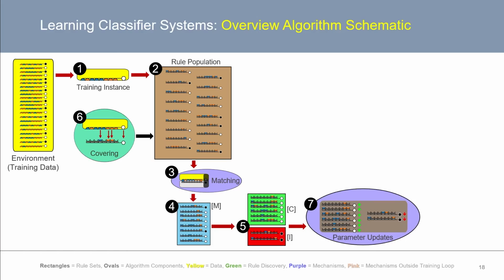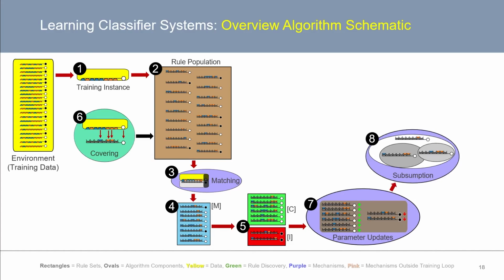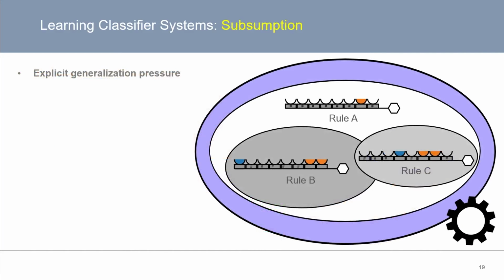Back to our algorithm schematic, the next step is to apply subsumption, an explicit generalization pressure. Here we seek to illustrate the process of subsumption. In this visualization, we have three different rules that were each in the current correct set. The simpler and more generalized a rule is, the larger the problem space it's able to cover, and typically, the more instances it will match.